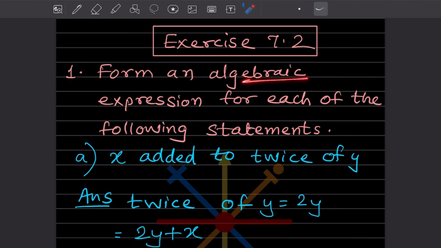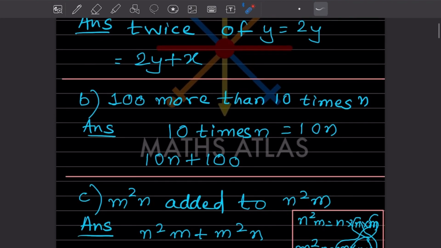Here we only have to form an algebraic expression, we don't have to solve it. Then 100 more than 10 times n. 10 times n, times means multiplication, so that is going to be 10n. And 100 is more than 10 times n. So what are you going to write here? More than 10 times n means plus 100. So 10n you will write and plus 100.